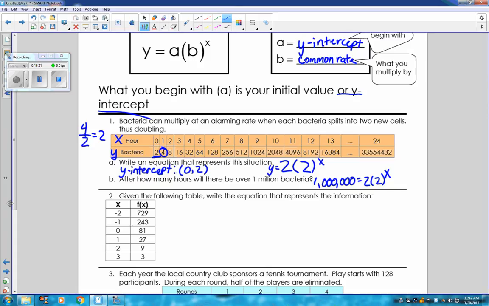Parentheses 2 parentheses caret 19. Does that give you...? Okay. So there's still a number before 21. You have to find the first number that will put you over a million. You have to find out what that number is.